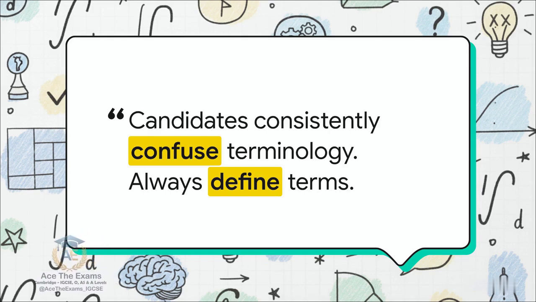Furthermore, you must decode your command words perfectly. If the paper demands an exact value, putting down decimals scores you an instant 0. If it commands you to show that, every single intermediate step of your structural framework must be highly visible.